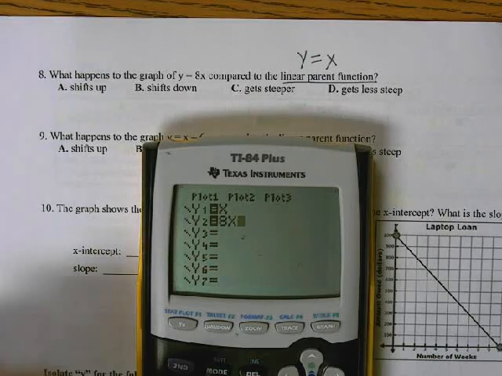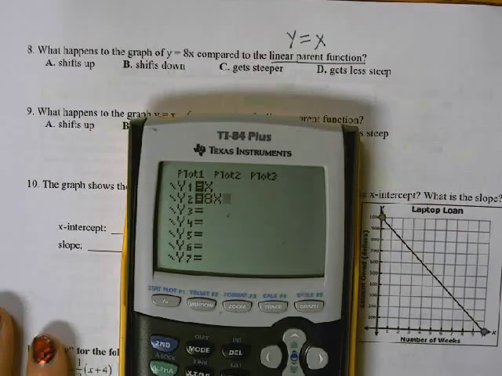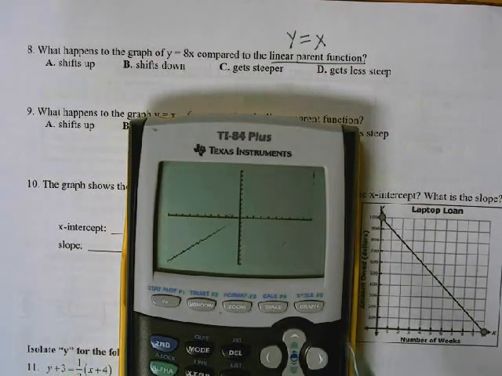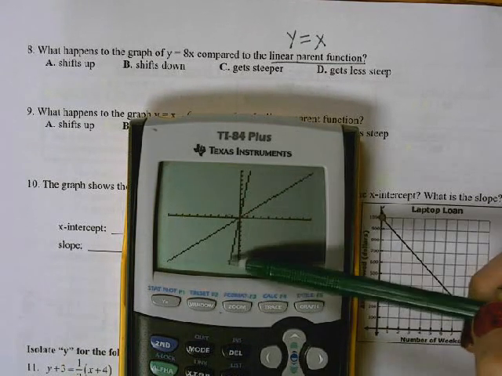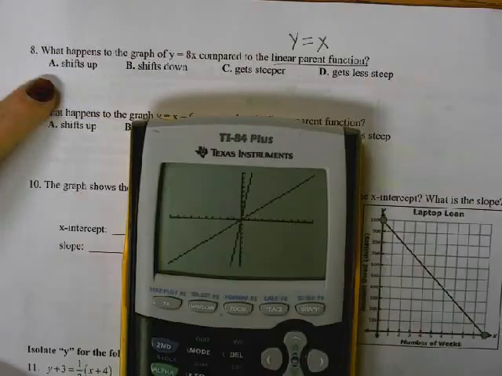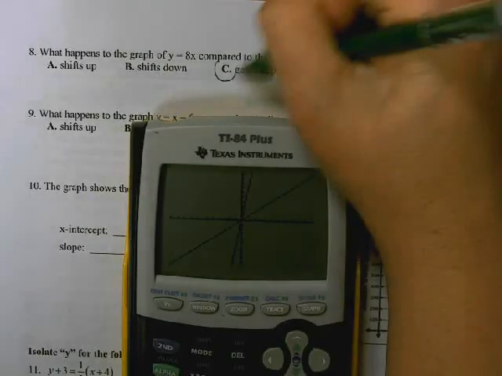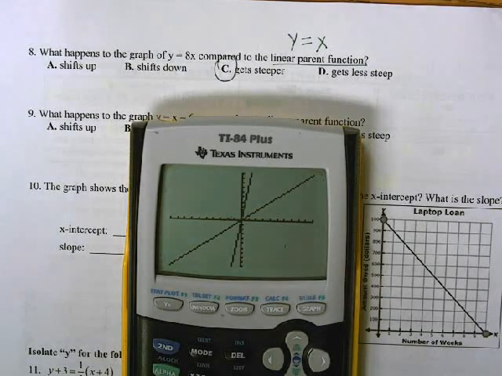So I've put both of my graphs. Remember, x is over here by the green button if you're trying to find x. Okay, so we're going to put both of our graphs and we're going to push graph. Now the first one that it graphs, that's y equals x. The second one that it graphs, that's y equals 8x. So how did the graph change? Did it shift? No, it got steeper. So C is my answer.